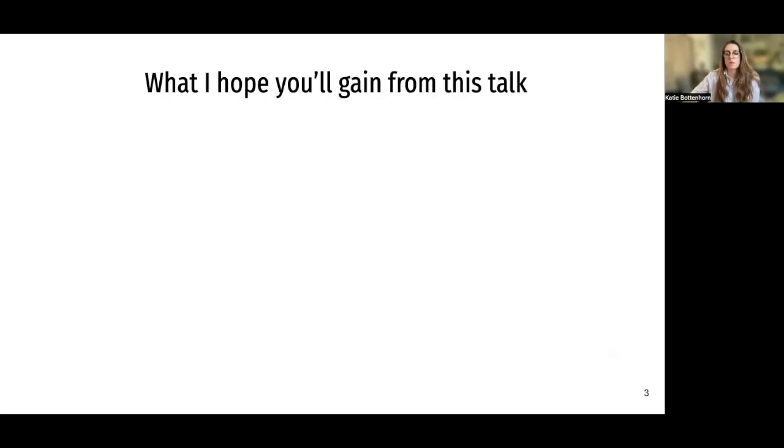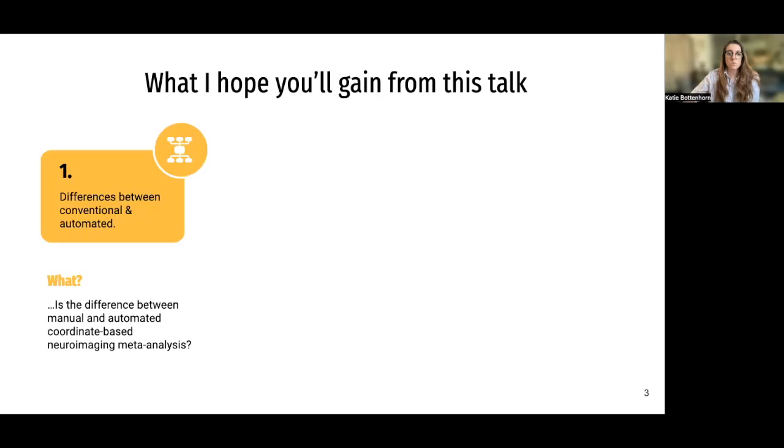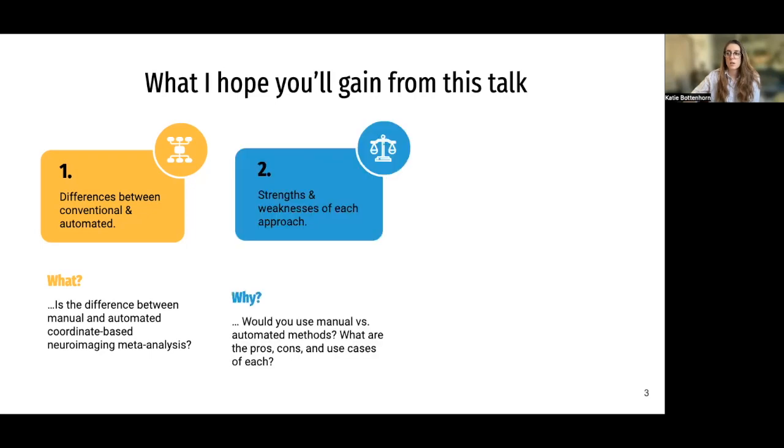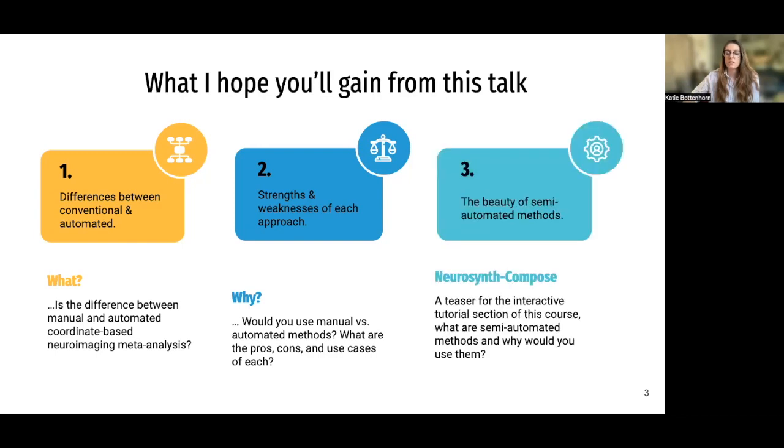So what I'm hoping that you will gain from this talk is first an understanding of the differences between conventional and automated meta-analyses, along with some strengths and weaknesses of each approach and when you might use one over the other. And finally, the beauty of semi-automated methods. We're going to use the example of NeuroSynth-Compose, which is also going to be a little teaser for the tutorial section of the course, as that is the platform we are going to be using.